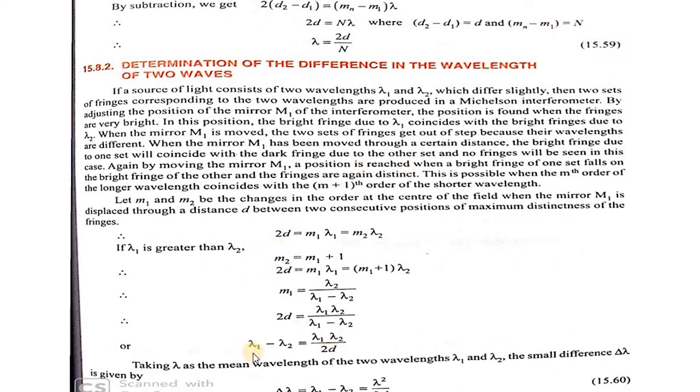And then we say that if two wavelengths are used, the m1th order of one wavelength corresponds to the m1 plus 1th order of the next wavelength, that is m2. Then we can find out the difference in wavelength of these two sources that we are using. Hope it is clear for you.